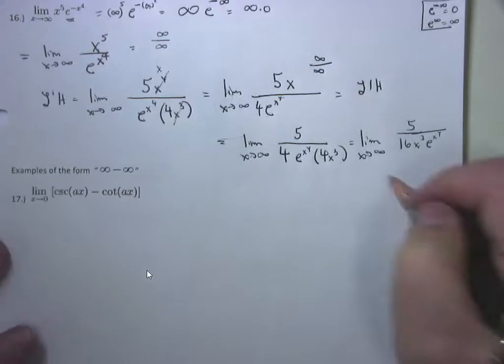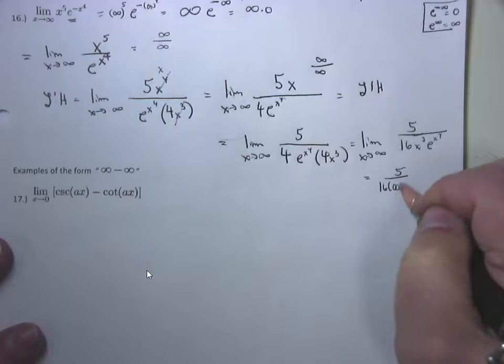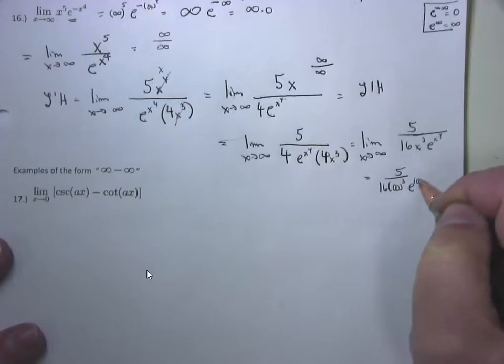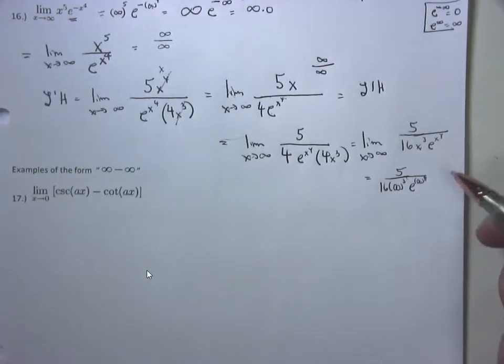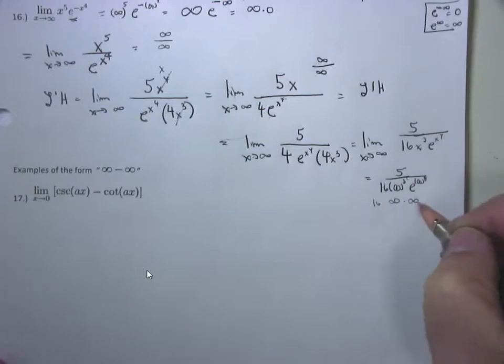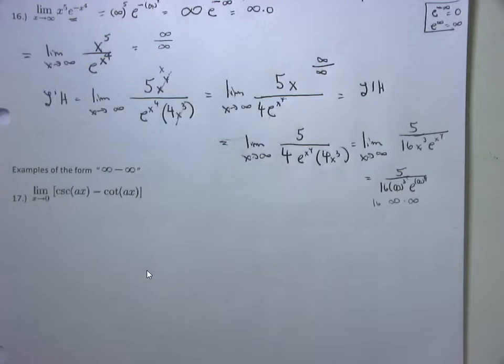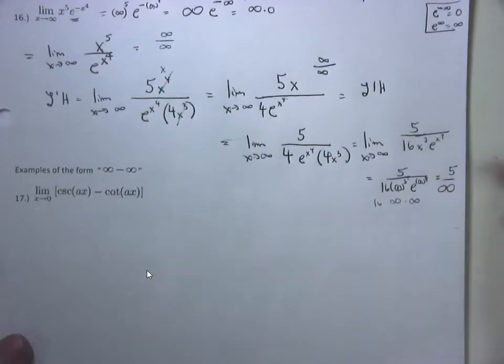You get 5 over 16 times infinity cubed e to the infinity to the fourth power. Infinity to the fourth power is infinity. E to the infinity is infinity. Infinity cubed is infinity. So you've got 16 times infinity times infinity. Infinity times infinity is not indeterminate. It's big infinity, right? Times 16 more is infinity. So you pretty much get 5 over a really big infinity.